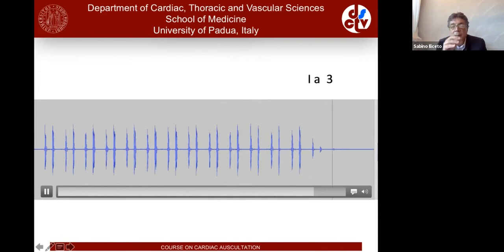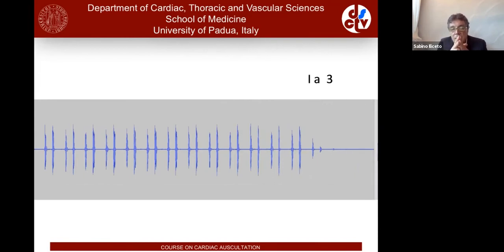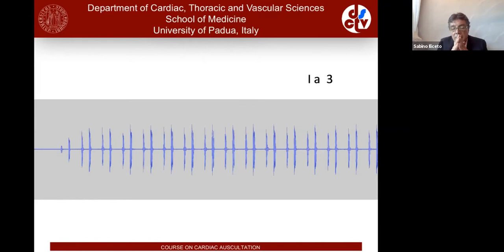As you can appreciate, the first sound is low frequency. The second sound is more metallic.